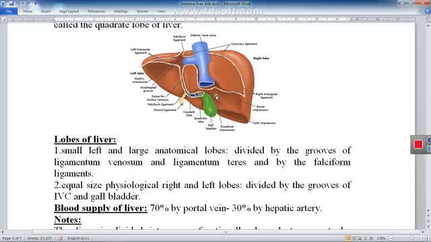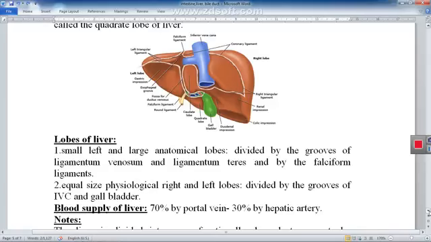But there is another type of classification that divides the liver into two equal lobes, which are called physiological lobes. The left lobe is the same size as the right lobe in physiological lobulation, and these two equal-sized lobes are divided by the fissure for the inferior vena cava and the fissure or fossa for the gallbladder. Accordingly, the caudate lobe is part of the left functional lobe. Also, the quadrate lobe is part of the left functional or physiological lobe.